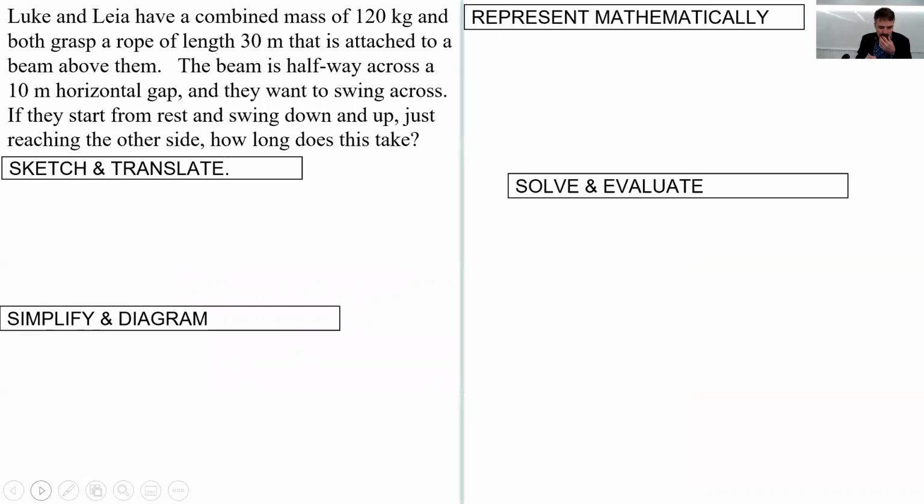Okay, here's a little example problem. Luke and Leah have a combined mass of 120 kilograms and both grasp a rope of length 30 meters that is attached to a beam above them. The beam is halfway across a 10-meter horizontal gap. So this is the basic idea. I'm talking about the movie Star Wars, and these two people are, it's like the original Star Wars movie. This is a terrible little drawing there.